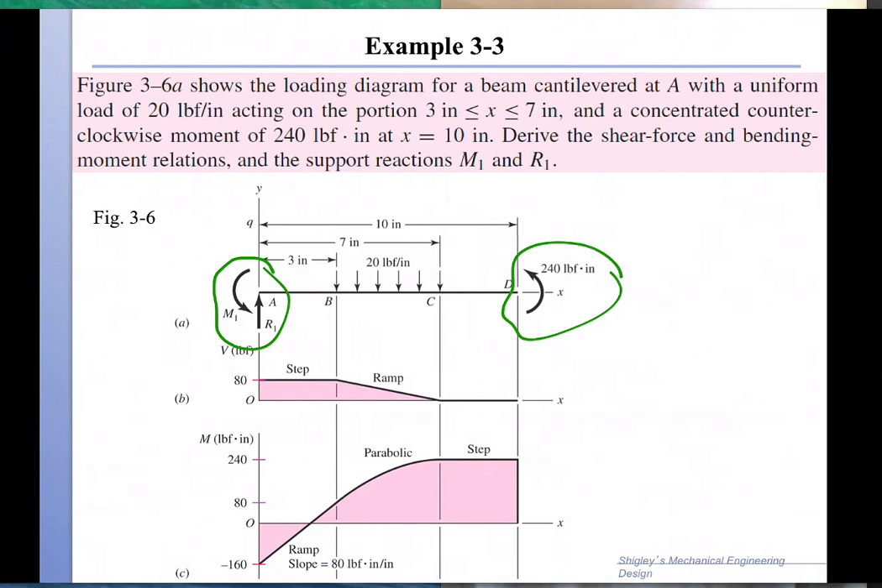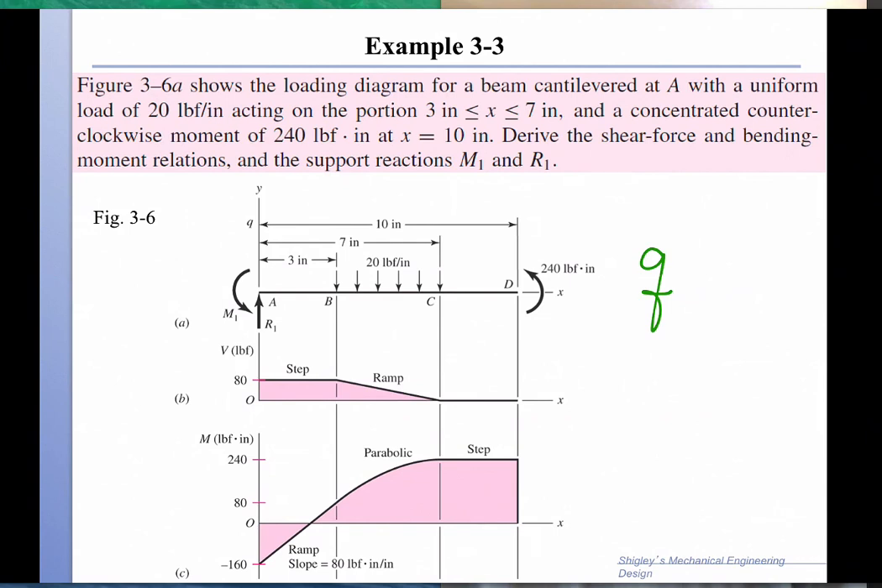And we have a distributed load between B and C, a load of 20 pounds per inch. We want to find the V diagram and the M diagram using the singularity functions. So what we will do is represent the q first.